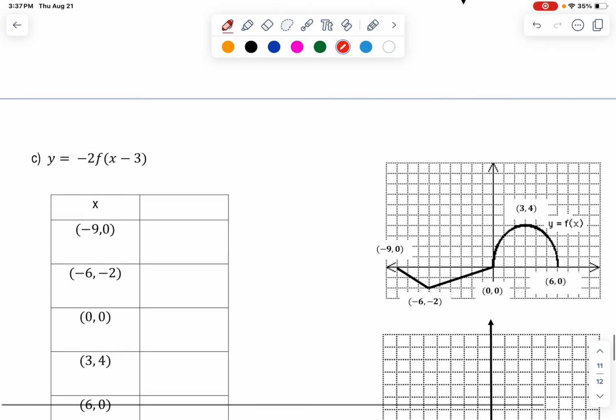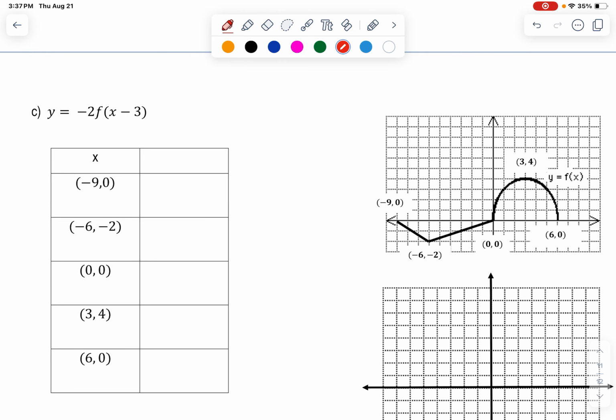Okay, here's the next one. All right, so this one is negative 2 times f of x minus 3. Good. Okay, so I'm going to write my vector rule here. So it is moved right 3, so x plus 3. And then the y value is multiplied by negative 2. So I'm going to do negative 2y. Right? Nice. X plus 3, negative 2y. All right, so let's go ahead and do that.